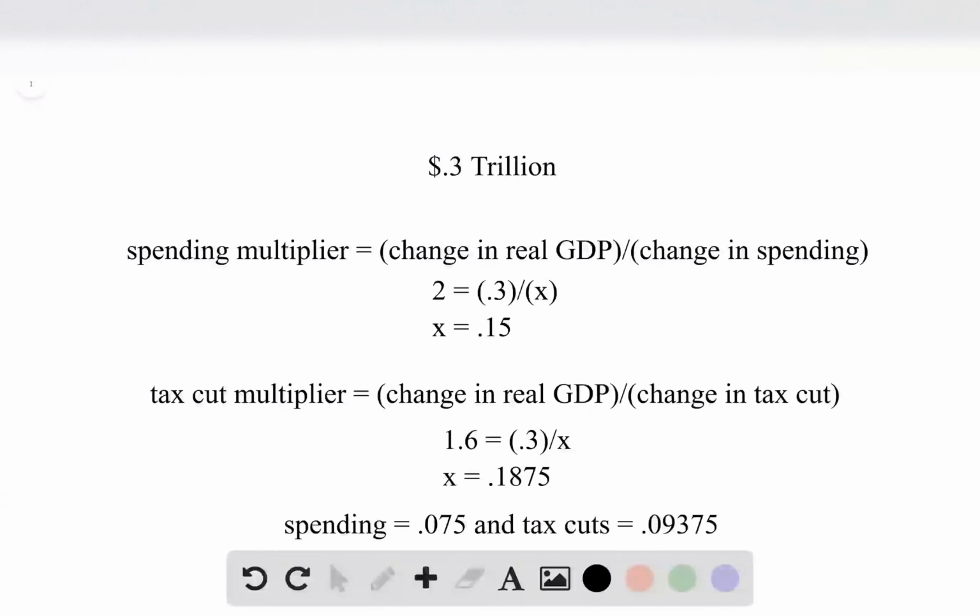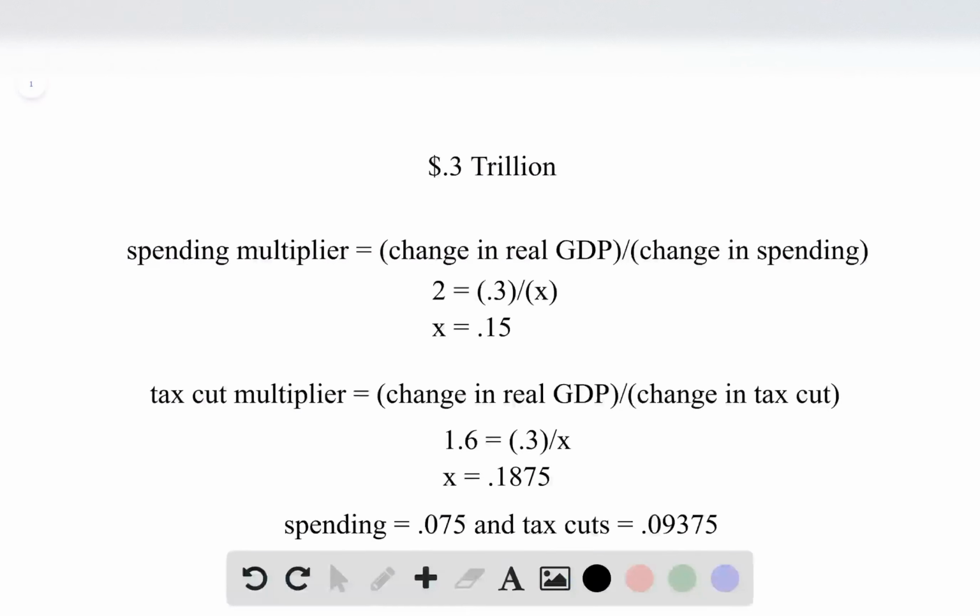We do the exact same process for the tax cut multiplier equation. And we get 1.6 is equal to 0.3 divided by x. Solving for x is $0.1875 trillion in tax cuts. So we can either spend $0.15 trillion, or we can cut taxes by $0.1875 trillion.